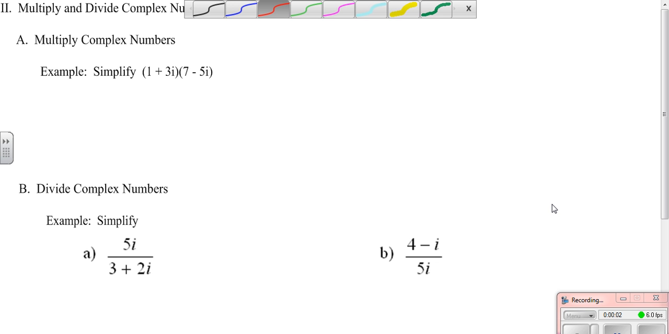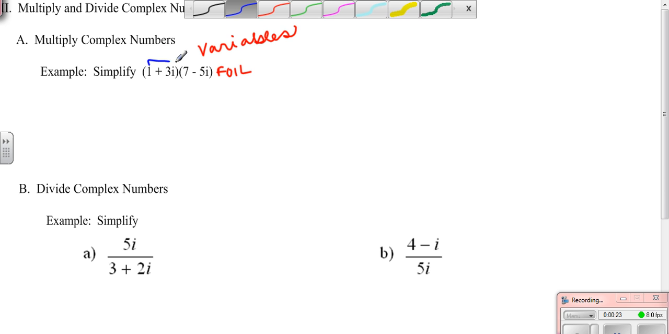Part 2 of 5.9 is going to talk about multiplying and dividing complex numbers. We're still going to use our idea about variables. If the rule applies for a variable, the rule probably applies for i. So when I see this problem right here, this is my classic FOIL problem.